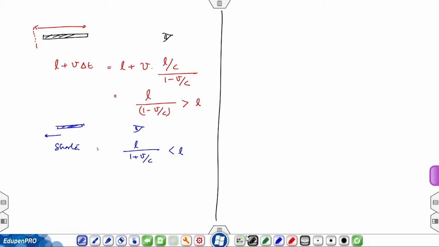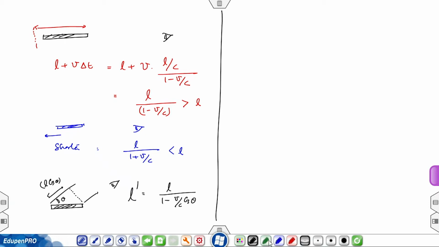What about at an angle? Suppose I was observing this rod from an angle, then the distance between the front end and the rear end would be l cos theta difference. And I will leave it for you to work out that in this case, the apparent length comes out to be l over (1 minus v over c cosine theta), or (1 plus v over c cosine theta), depending on the direction of motion.